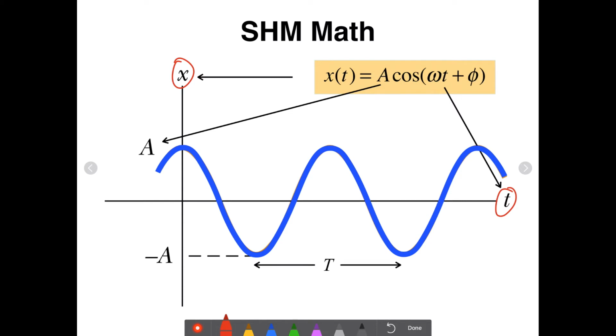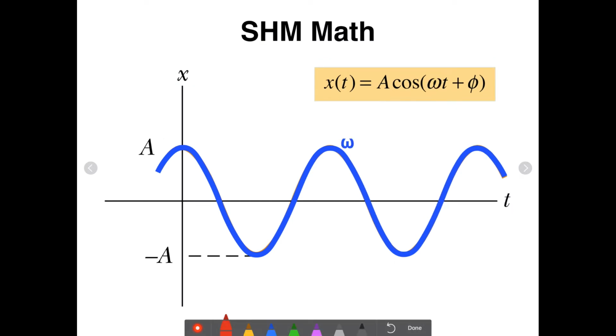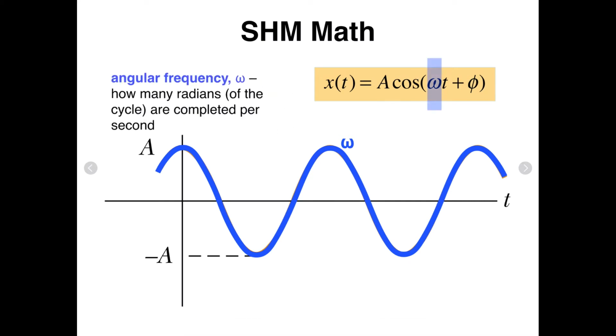Now our period is going to be related to our frequency, like we said before. And here's the relationship. We have 2 pi over omega is equal to period. So that's how that works. Now let's just think about what that means. So omega is going to determine the frequency. It's the angular frequency, so how many radians are completed per second.